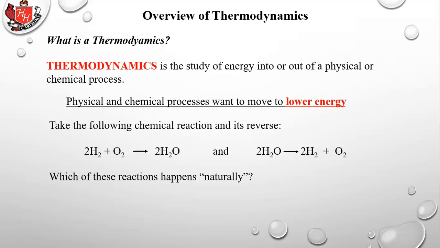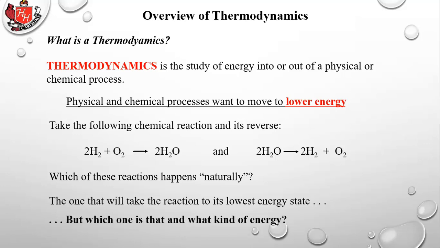So which of these reactions happens naturally? There's one of them that under certain circumstances, temperatures, pressures will naturally happen. The other one won't happen. So the one that will actually occur is the one that takes the reaction to the lowest energy state. But which one is that, and what kind of energy are we talking about?